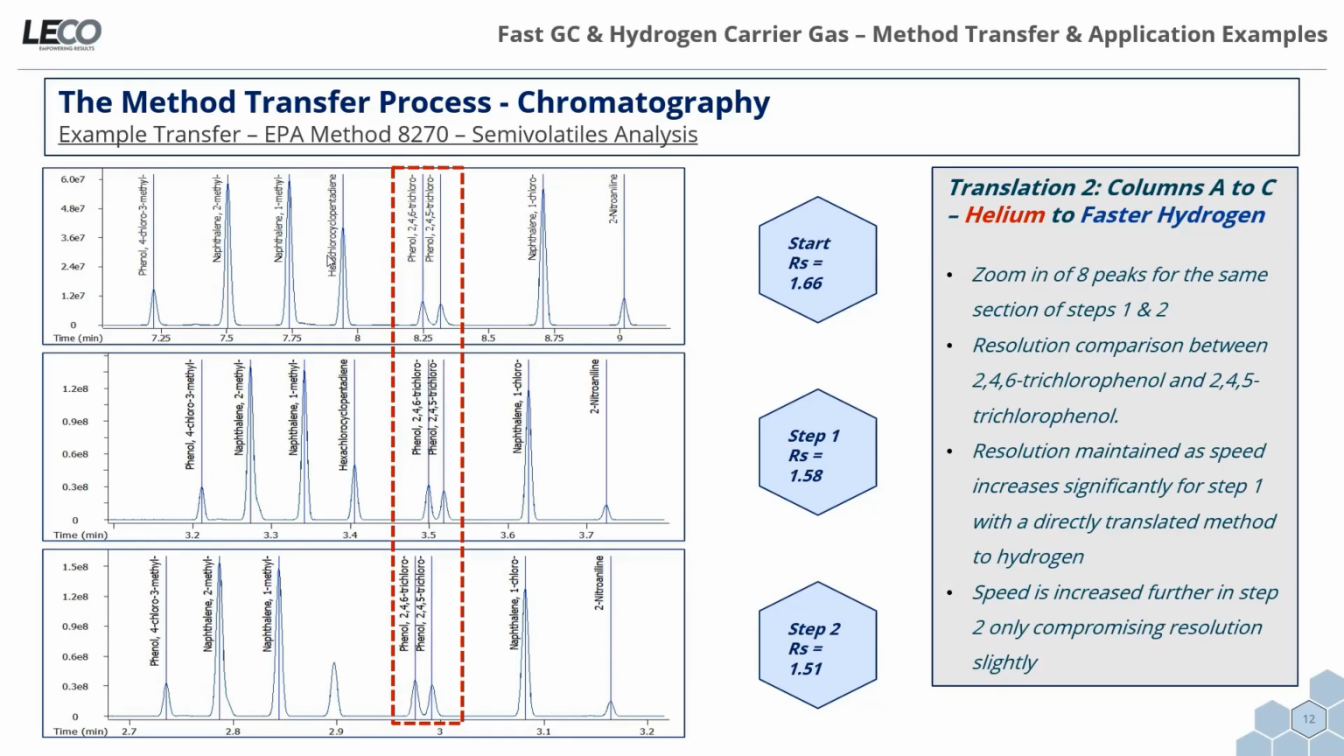Let's zoom in on the same section of the chromatogram as previously. As you remember, resolution between these components, 246 and 245 trichlorophenol there, was 1.66. And then we get to the fastest transfer, and it's 1.5. So the difference in resolution is really very small, but we've significantly increased speed.